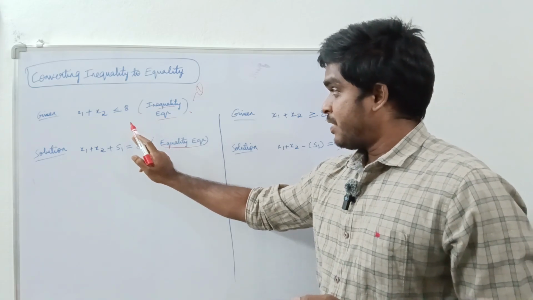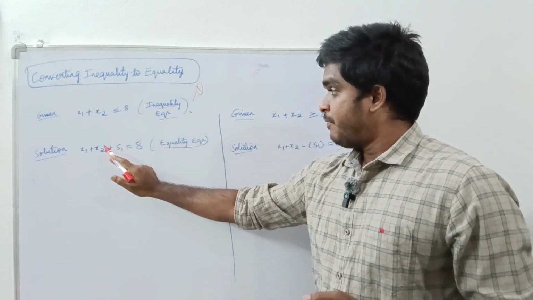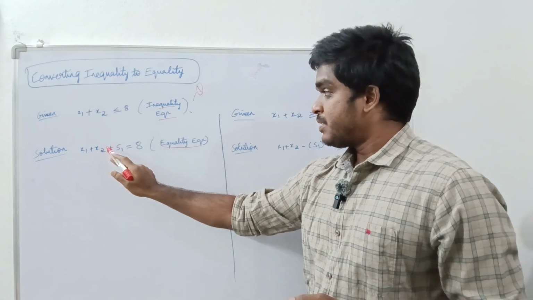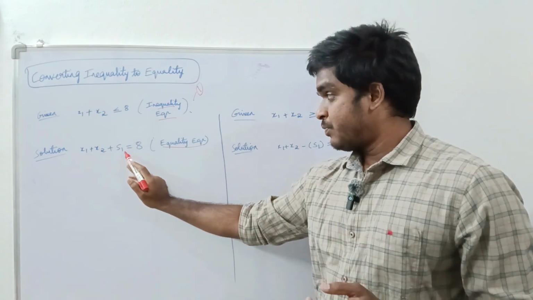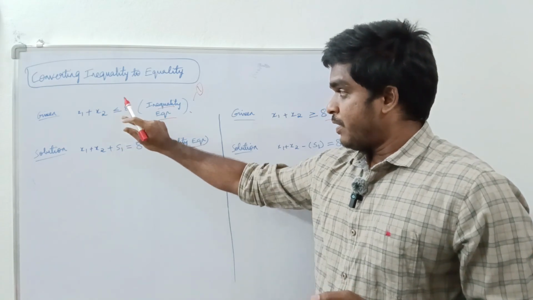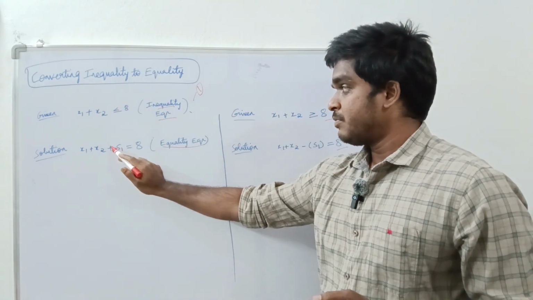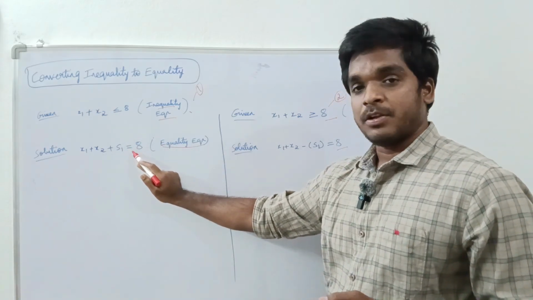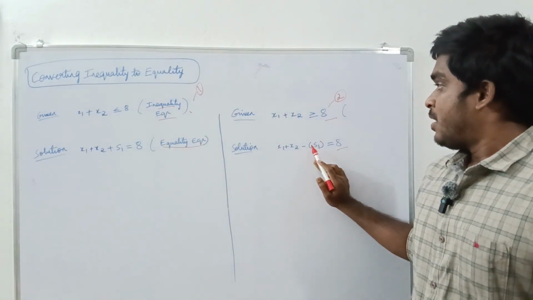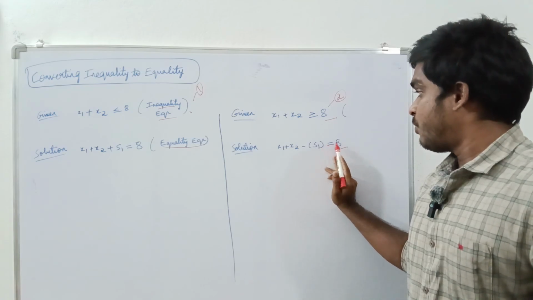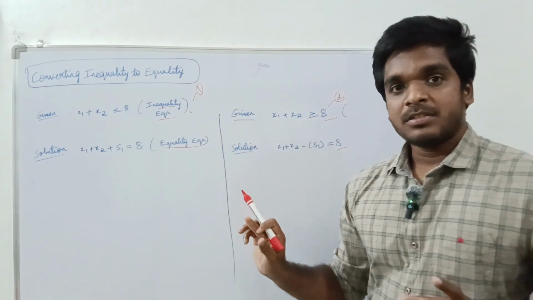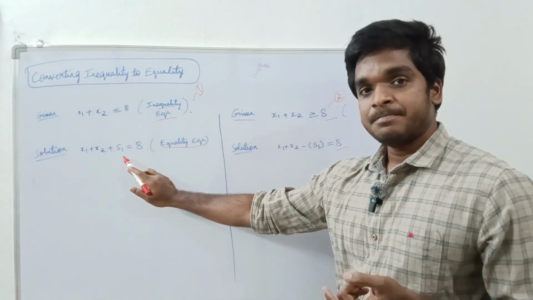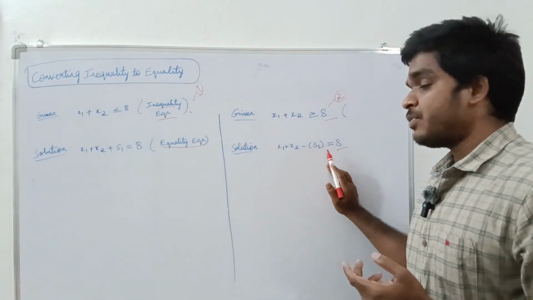If you can see here, we have x1 plus x2 less than or equal to 8, and x1 plus x2 plus s1 is equal to 8. If you observe these two equations, the difference is we have plus s1, right? And this has been changed to equal to. Similarly, here you have minus s1 is equal to 8. In both the equations, you'll observe one difference: you have plus s1 here and you have minus s1 here.